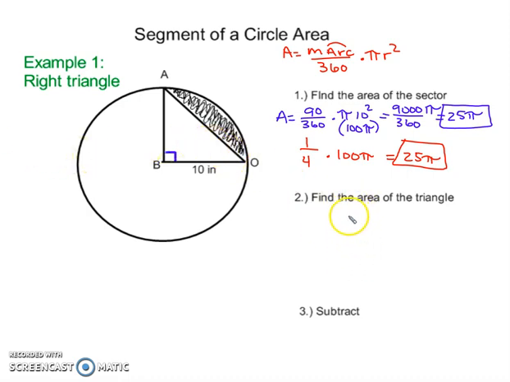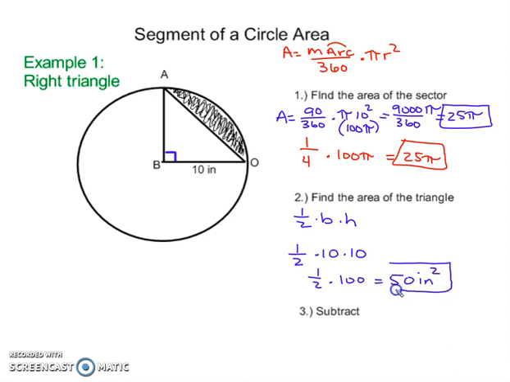All right, now we need to find the area of our triangle. So same as before, we're just going to take 1/2 base times height. And when you start plugging those in, we've got 1/2 times 10 times 10. So when we have 1/2 times 100, that's going to equal 50. And we can see here that we're dealing with inches. So 50 inches squared is what we get for that. That's our area of our triangle.